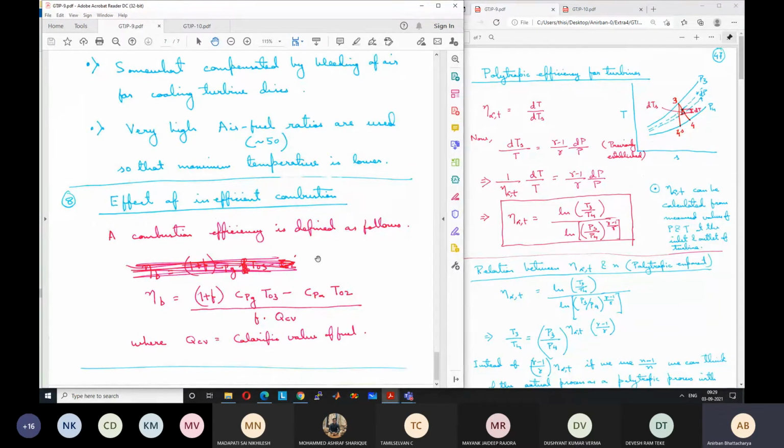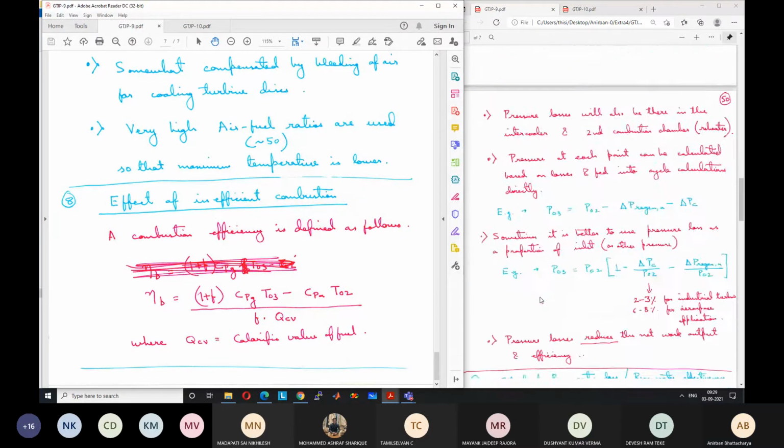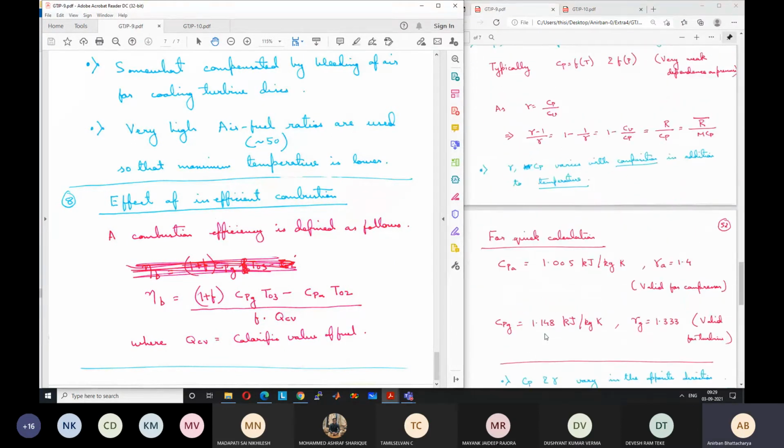What is the value we have just seen today? 1.148, into T03. T03 is the maximum temperature, turbine inlet temperature. So this is the outlet temperature from the combustion chamber. So this is the enthalpy per unit mass flow rate at the exit of the combustion chamber. Per unit mass flow rate means per unit mass flow rate at the intake, minus the enthalpy which comes into the combustion chamber, where the mass flow rate is 1 at the inlet per unit mass flow rate.